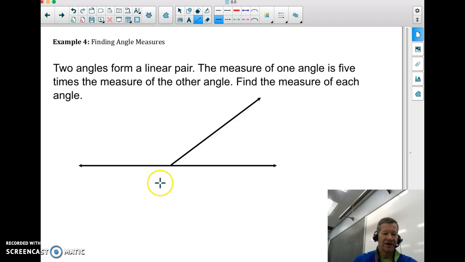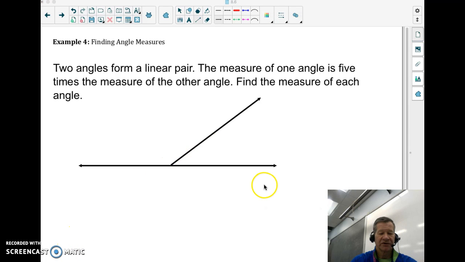ray. As I said, we know that the ray wasn't going straight up perpendicular to this line. The reason for that is because I know it says one angle is 5 times the measure of the other. So the angles are not equal.